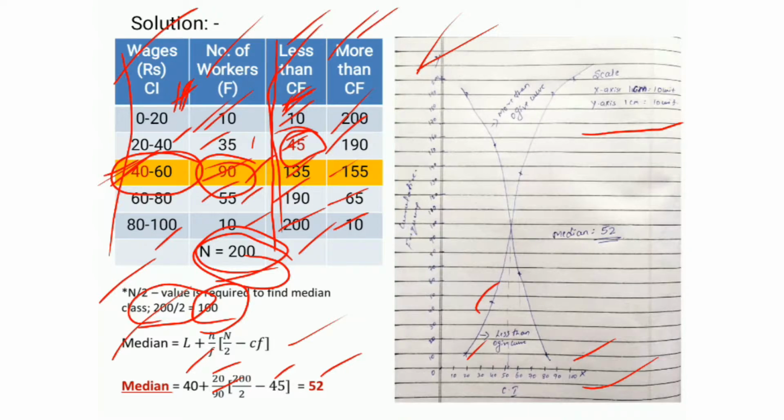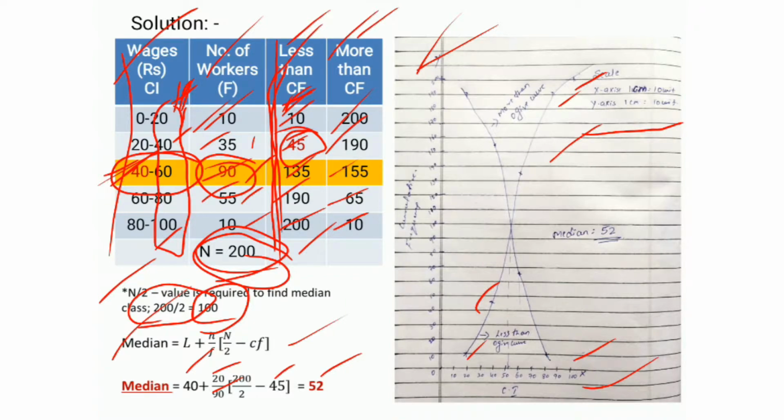Similarly, do it for all the values, but you have to take only the upper limit values for the less than cumulative frequency. After getting all the dots, just draw a curve to join those points. So that will be your less than ogive curve.